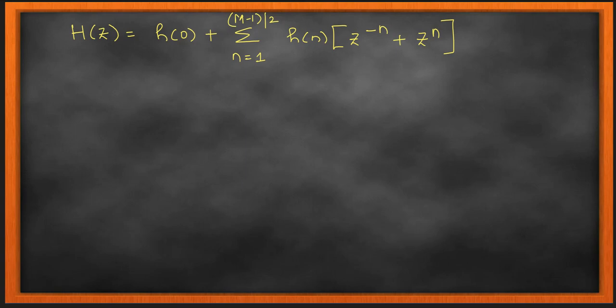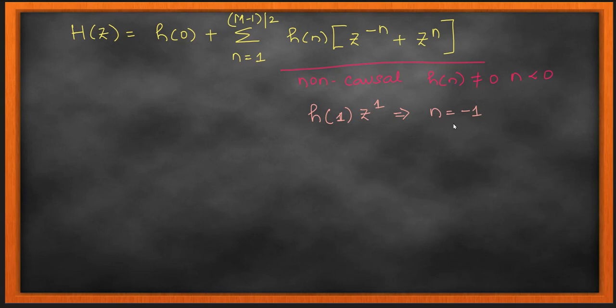And the first property was finiteness, which I ensured from minus (m minus 1)/2 to plus (m minus 1)/2 by restricting the upper limit and the lower limit. The second one was symmetry, and I induced the symmetry with this formula, h of n into z to the power of minus n plus z to the power of n. The third one is causality, another important property.